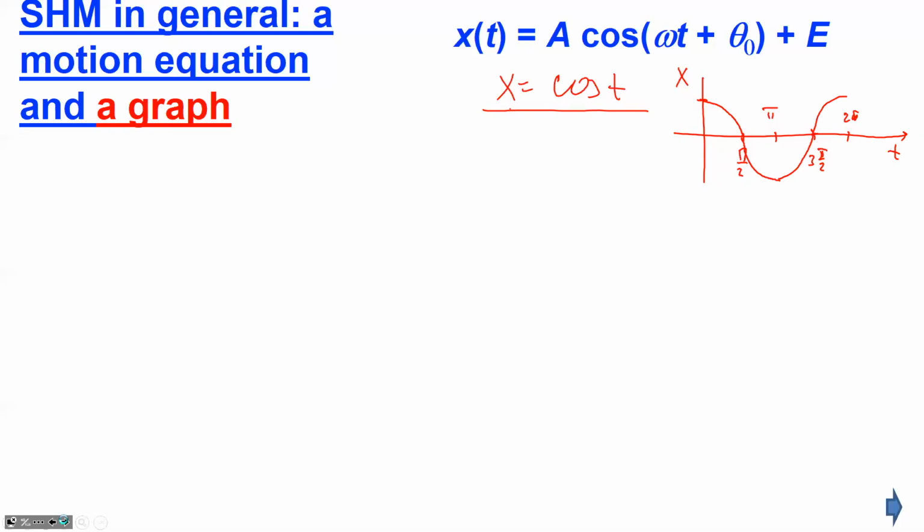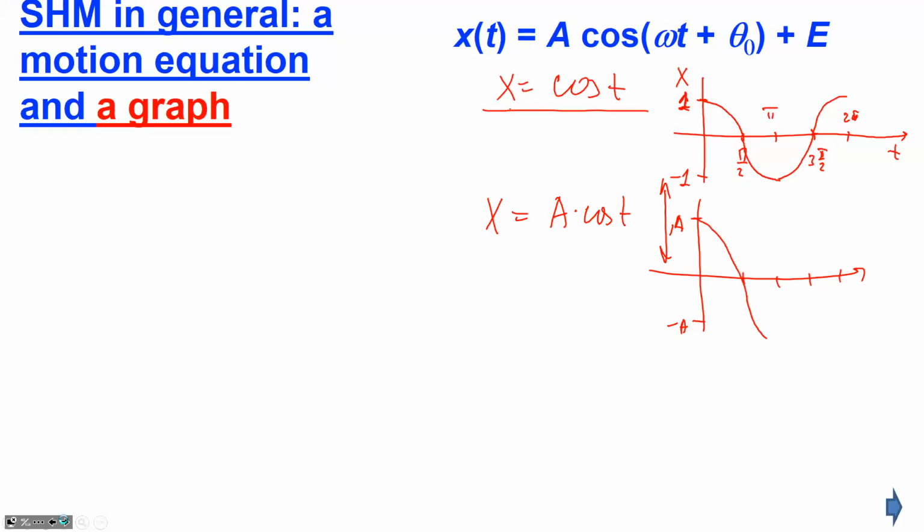Now, how can we change it? Well, what does the amplitude do? The amplitude shrinks or stretches the graph. If the amplitude is greater than 1, so this is 1, it starts from number 1 and it goes down to -1. But with the amplitude, it starts from the amplitude and it goes down to the negative amplitude. But it has the same period. So, looks like this. One period. All right.